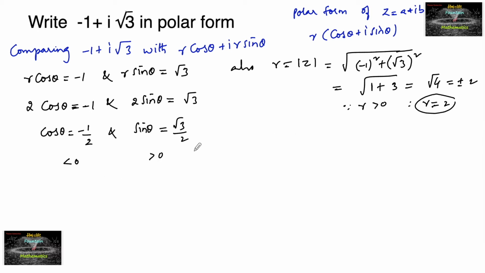Cos negative and sin positive means theta belongs to the second quadrant. In the second quadrant we will take the solution as pi minus alpha, where alpha is an acute angle. Since sin theta is equal to root 3 by 2, we can find the acute angle: sin 60 degrees, that is sin pi by 3, is equal to root 3 by 2. So let us consider sin theta is equal to sin pi by 3. So take alpha is equal to pi by 3, which is an acute angle.